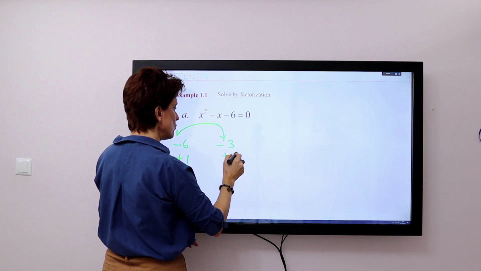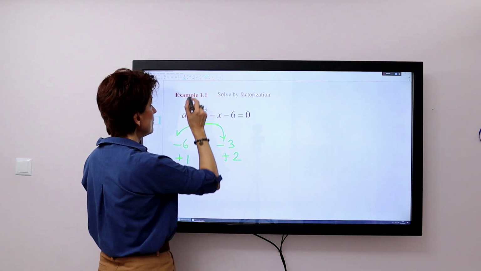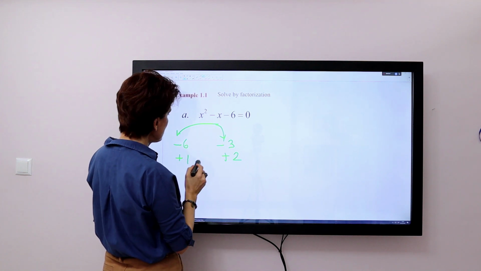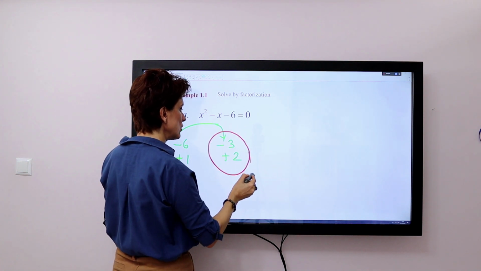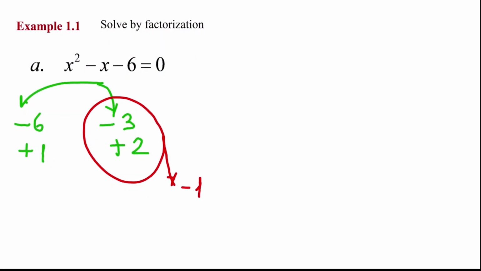-3, +2, right? When I multiply, we get -6, both of them. However, this is the first condition. We need to satisfy at the same time the second condition. The sum has to be -1. This one satisfies, right? -3 plus 2, which is -1, which is what we need.